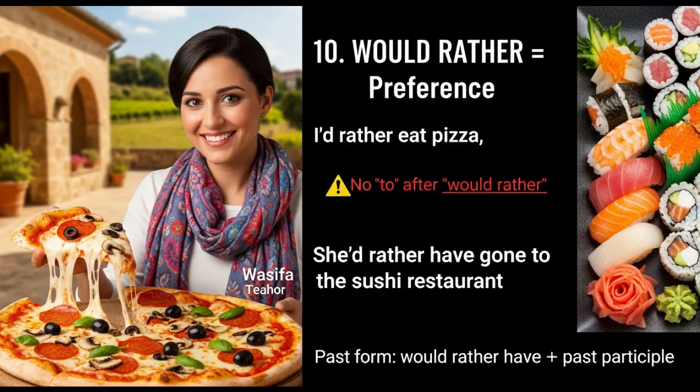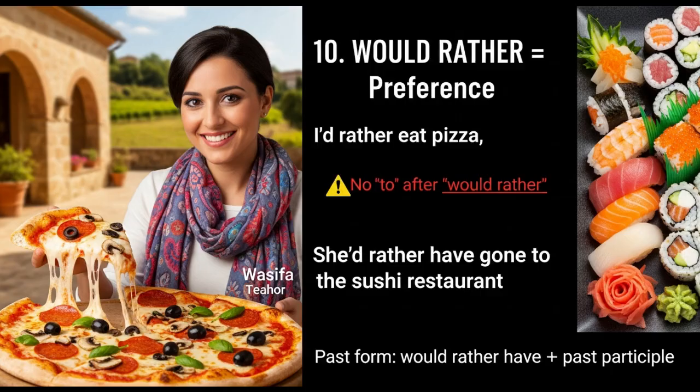10. Would rather, preference. Finally, would rather. This is used to show preference or choice. It means I prefer. Example, I would rather eat pizza than sushi tonight.